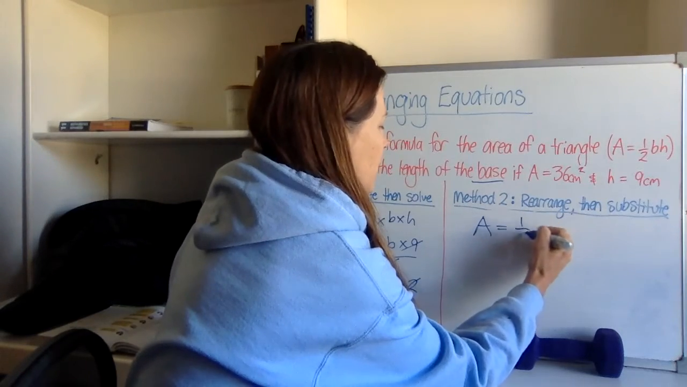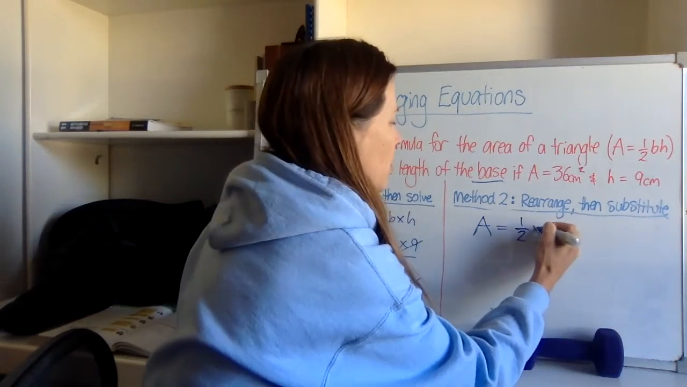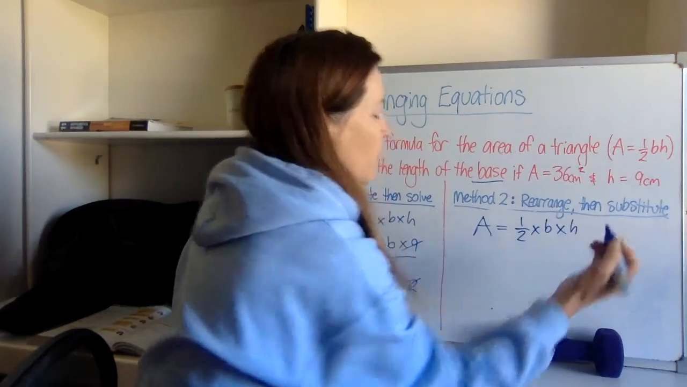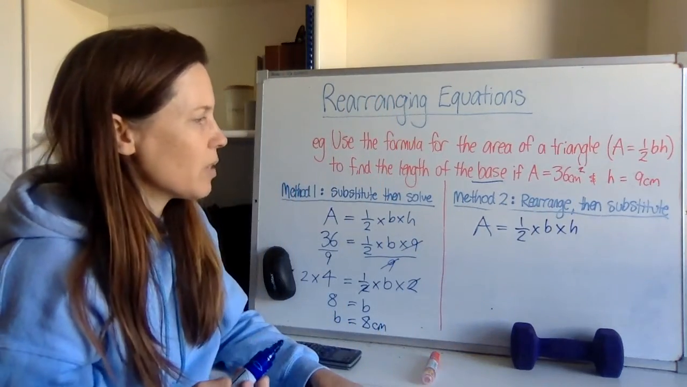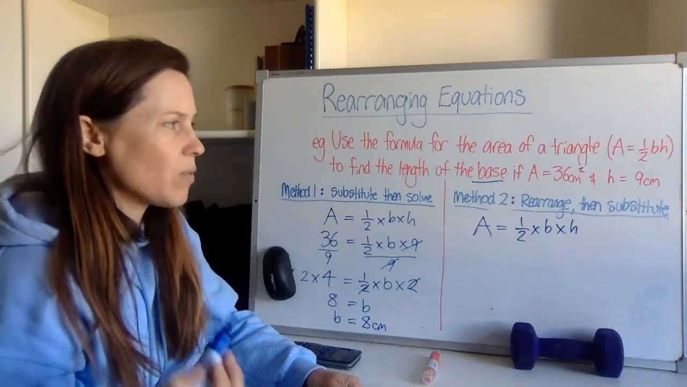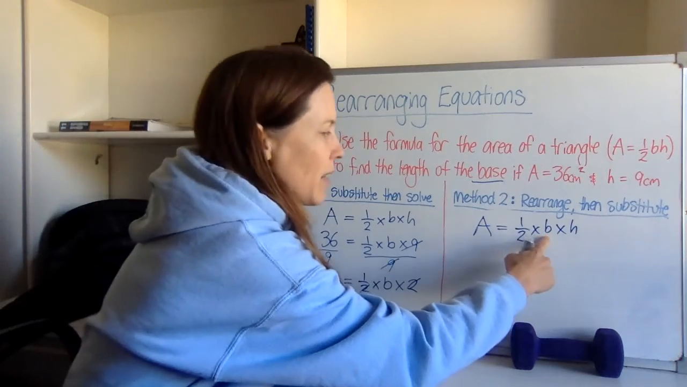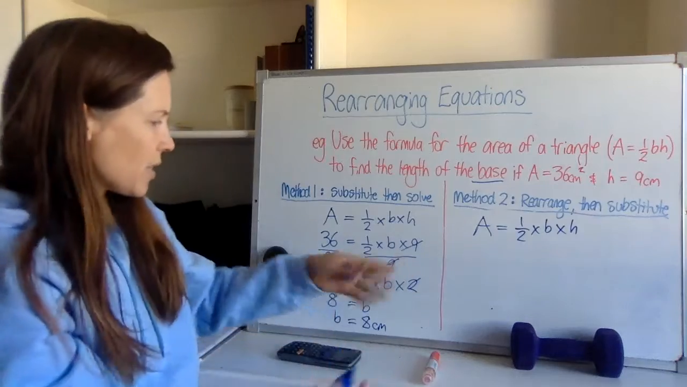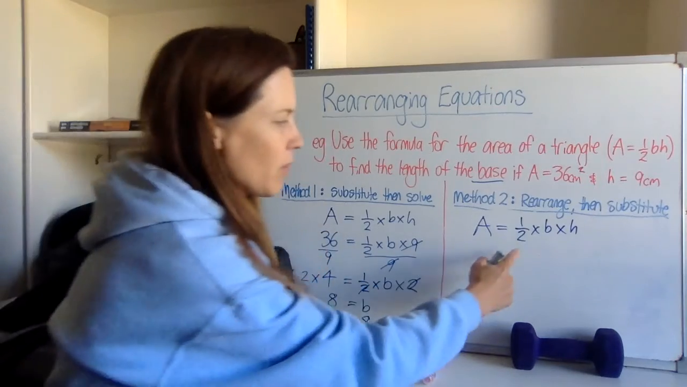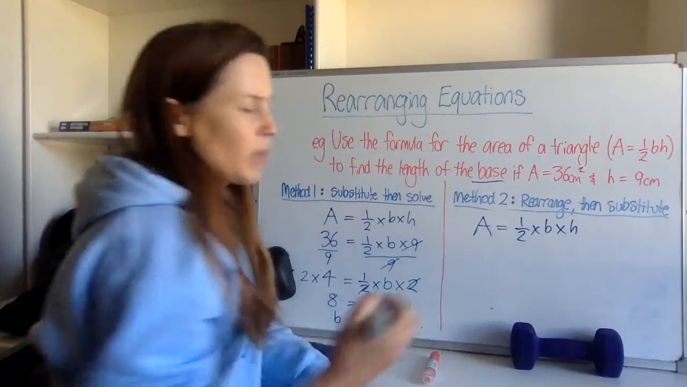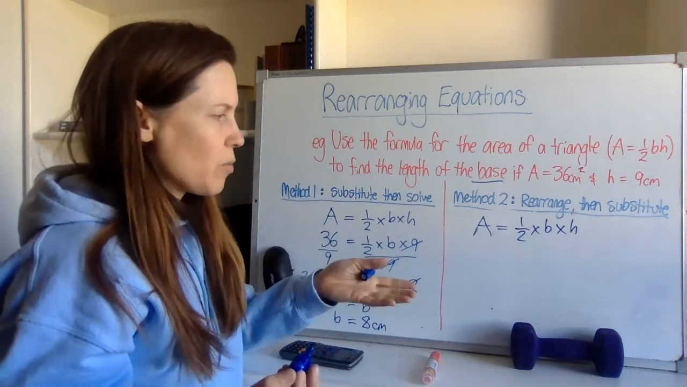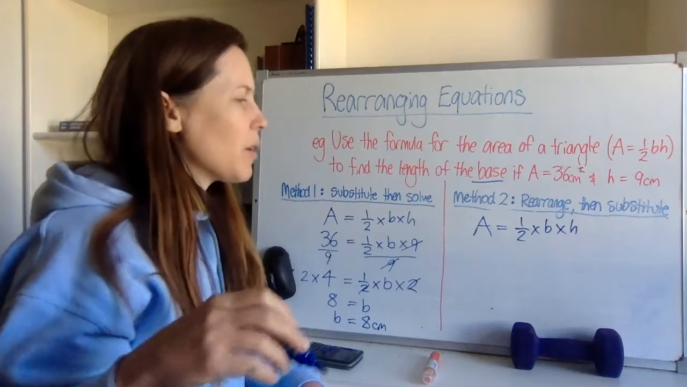So we start with the same method. We just write down the formula, and I'm putting the little invisible multiplication signs in there so it makes it really clear. Now I'm trying to rearrange this so that the base is all by itself. So I've got to use the exact same method as I used over here. I need to get rid of this timesing by a half, and I need to get rid of this multiplying by h. Whichever one you do first doesn't matter too much, they both need doing.